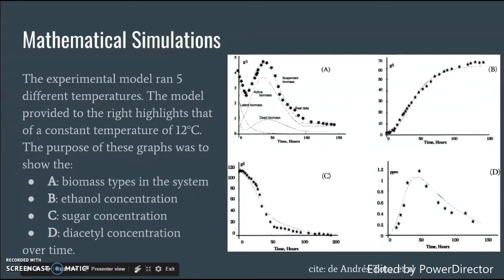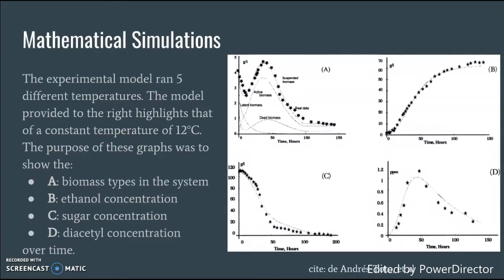The figure on the right shows mathematically defined functions of time of an optimized system displayed against experimental results. The variables that were observed are shown in the slide to the left. This was done for a constant temperature of 12 degrees Celsius. As you can see, the experimental results lie very close to the defined lines.